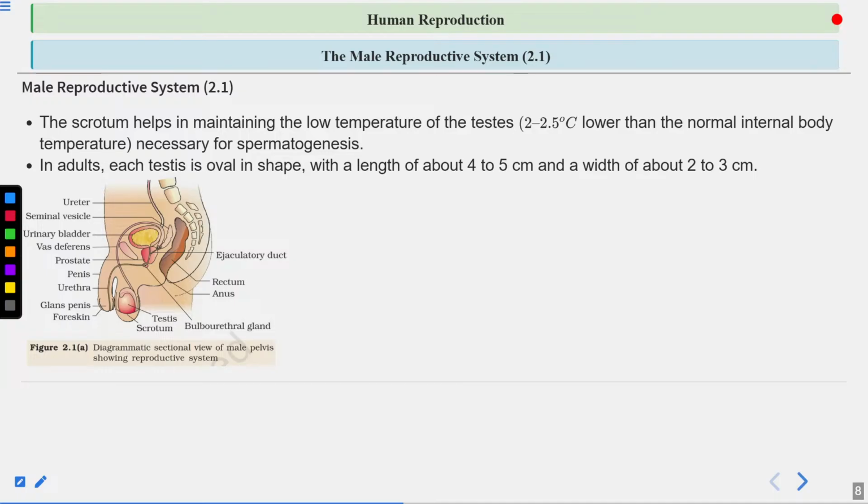Okay, so again we have seen this diagram before also. This is a diagrammatical section view of male pelvis showing reproductive system. These are testes. A pair of testes is present. These testes are located in the scrotum. You can see the shape of the testis. It is oval in shape. Clear?